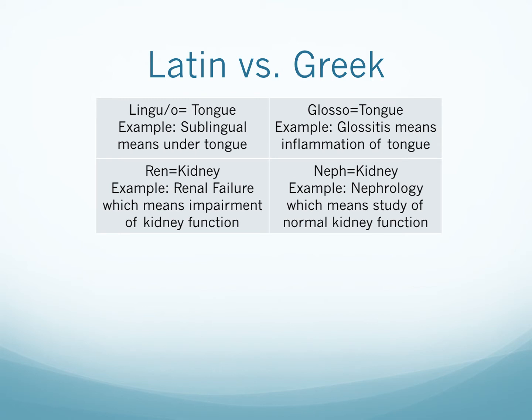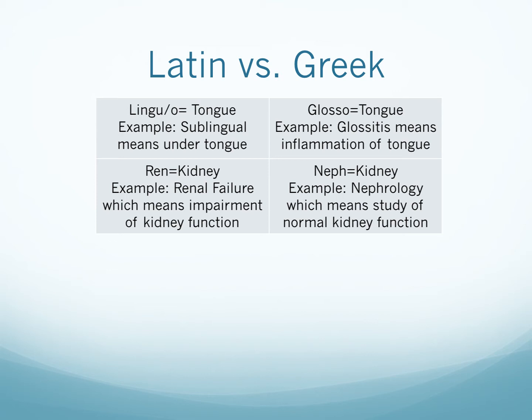As I stated in the previous slide, 90% of our medical terminology words come from Latin and Greek roots. Medical terminology is made more difficult when both languages use a different word for the same body part. For example, in Latin, we call the tongue linguo. Sublingual means under the tongue. The prefix sub indicates under, and the root word linguo meaning tongue. Greek language calls the tongue glosso. So for example, glossitis indicates inflammation of the tongue. The suffix itis indicates inflammation, and the root word is glosso.